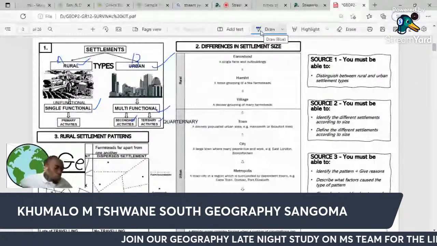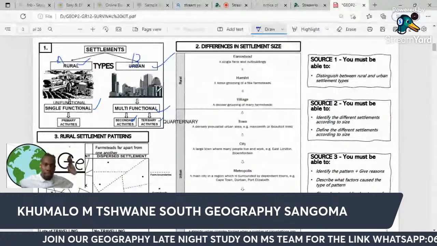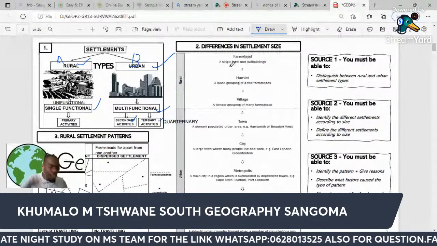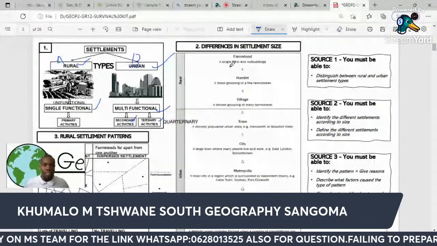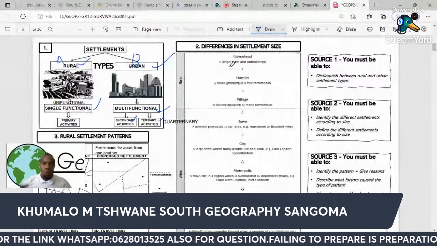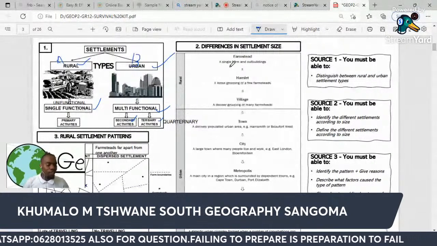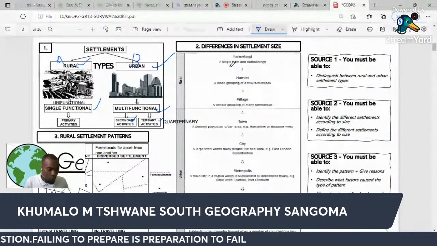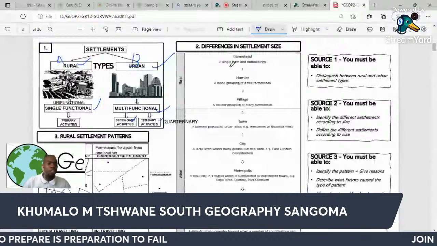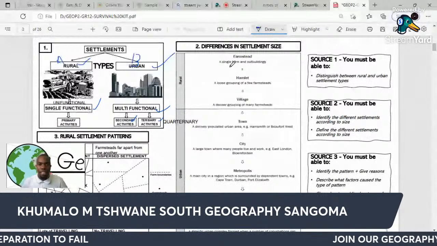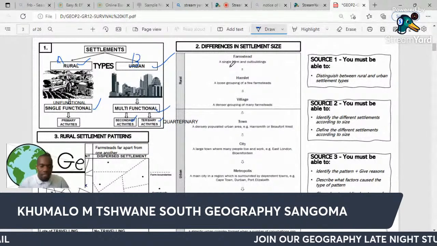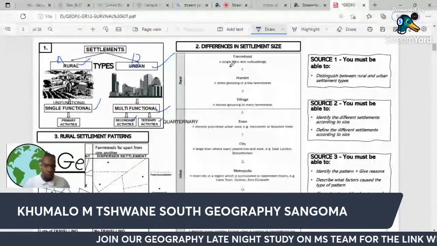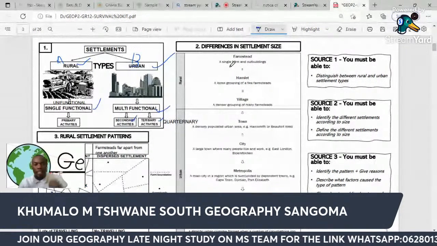Now, once I know how to differentiate between my rural settlement and my urban settlement, grade 12, I move to number two. I have to know how to classify my settlements in terms of sizes. Which one is the bigger? Which one is the smaller? This one can come as short objective questions. They can give you a picture and say a city is an example of this type of settlement. You must know that the city falls in an urban settlement.